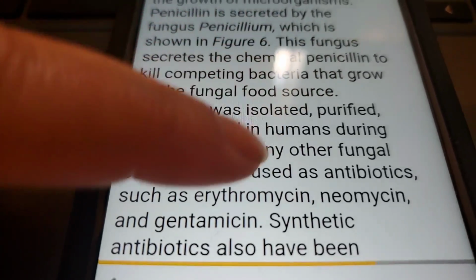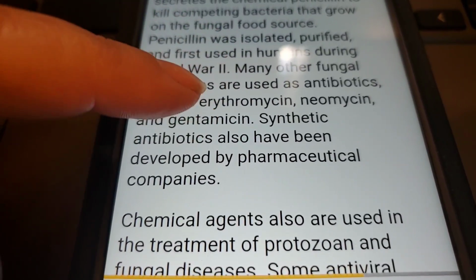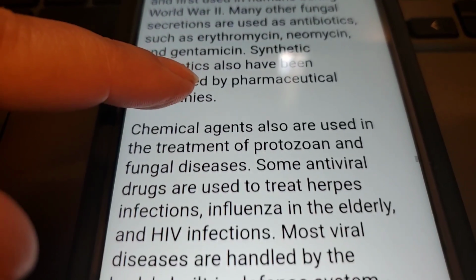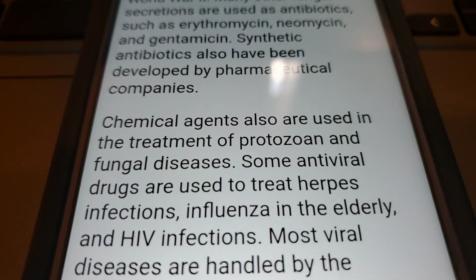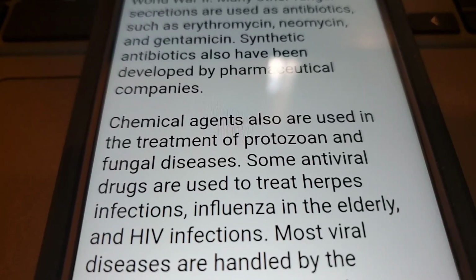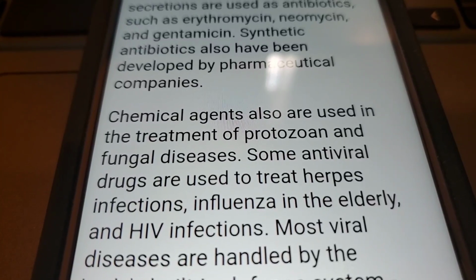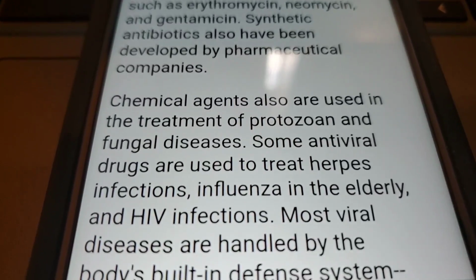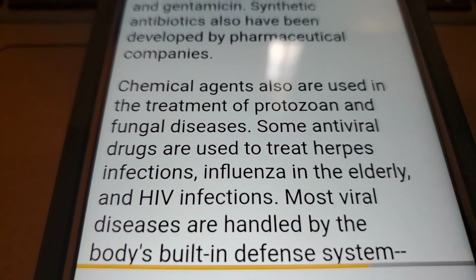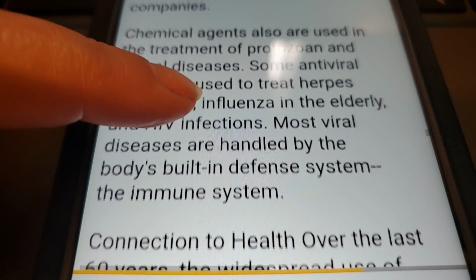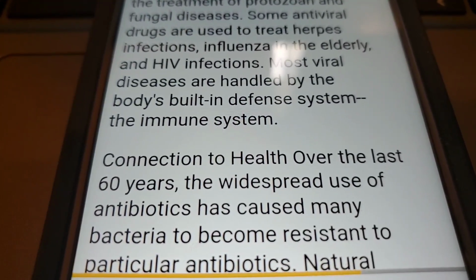Synthetic antibiotics also have been developed by pharmaceutical companies. Chemical agents also are used in the treatment of protozoan and fungal diseases. Some antiviral drugs are used to treat herpes infections, influenza in the elderly, and HIV infections. Most viral diseases are handled by the body's built-in defense system, the immune system.